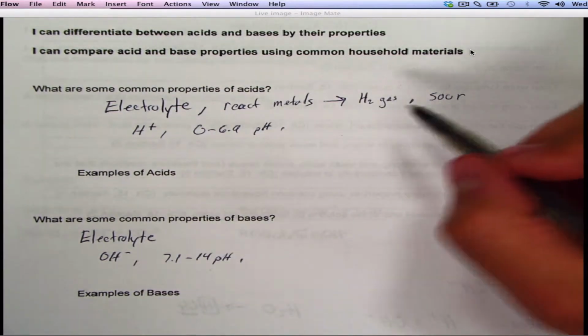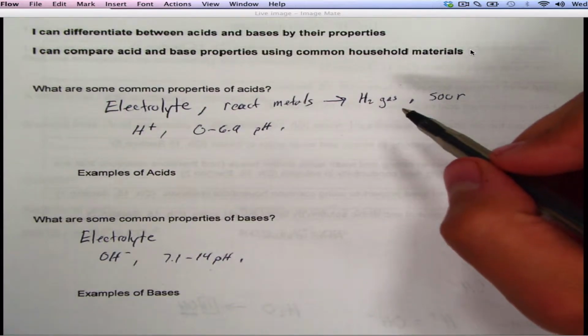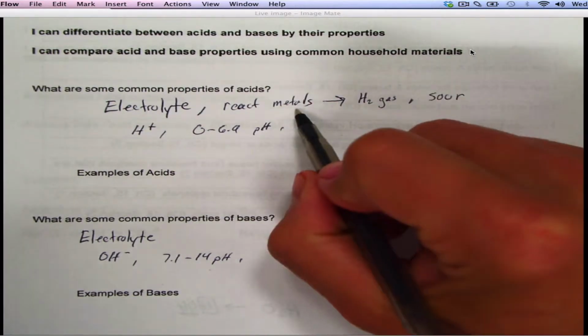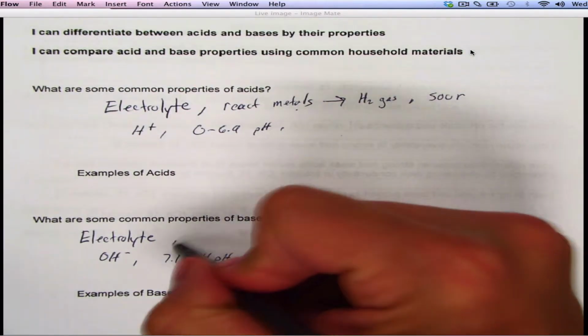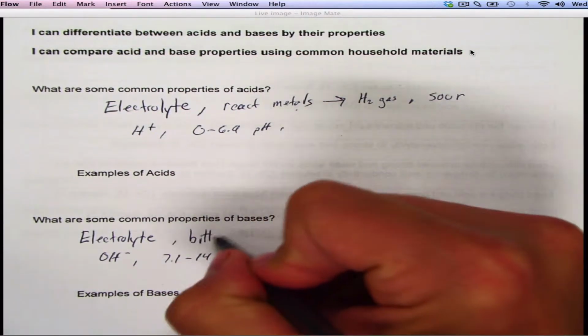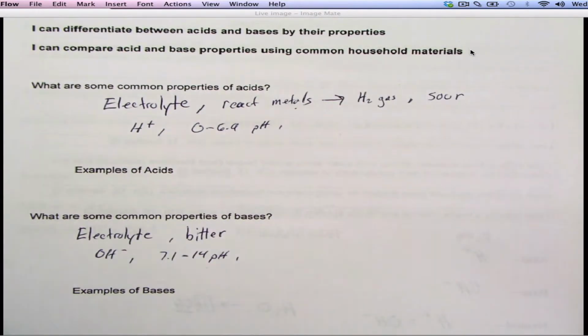And let's see, what else do we got here? They're also corrosive. Acids are sour tasting, whereas bases are going to be bitter in tasting. So if you ever got your mouth washed out with soap from mom or dad, they're going to be bitter.